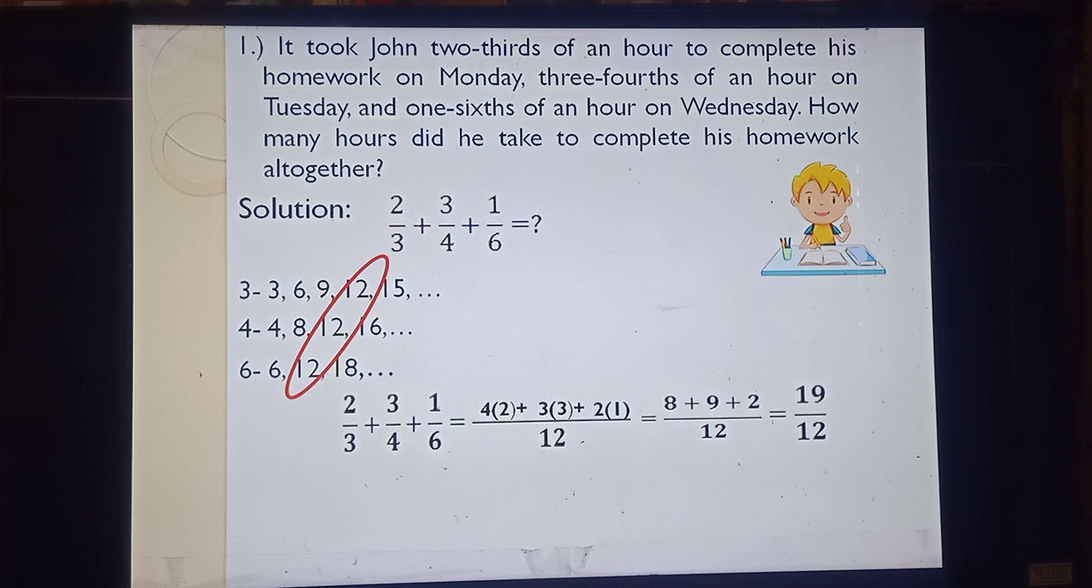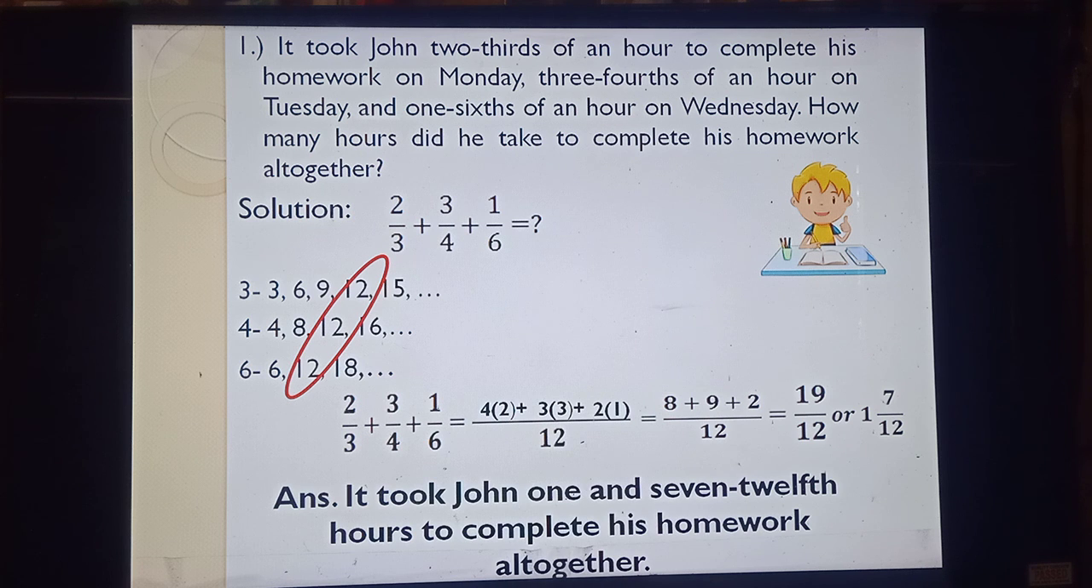Now, 19 over 12 is an improper fraction. So we could write it in the form of mixed numbers. So 19 over 12, that would be 19 divided by 12, that's 1 with the remainder of 7, and copy the denominator 12. So our answer for problem number 1 is, it took John 1 and 7/12 hours to complete his homework altogether. Let's proceed to problem number 2.